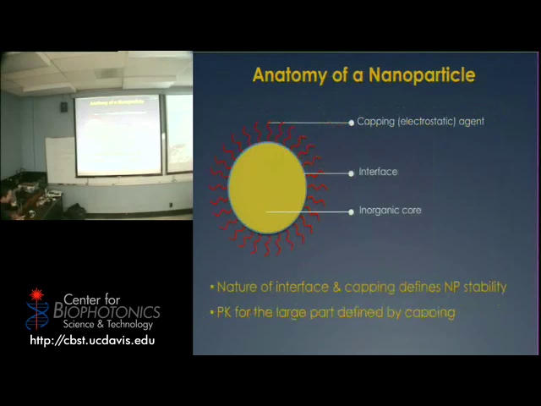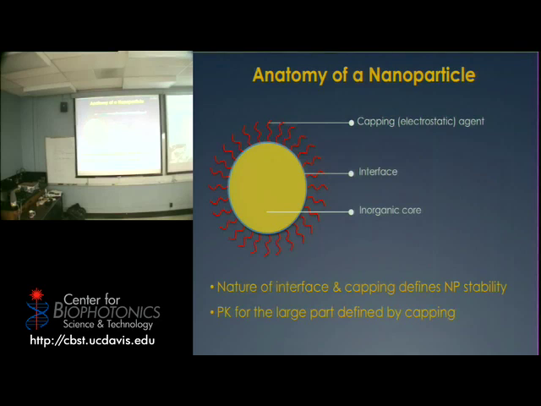So let's go further down and zero in on these nanoparticles. So, how do they look? They actually look uncannily simple. And for the purpose of this lecture, I'm going to keep the topic centered on inorganic nanoparticles, so particles that have a core made of some sort of inorganic material, like either a metal or a semiconductor.